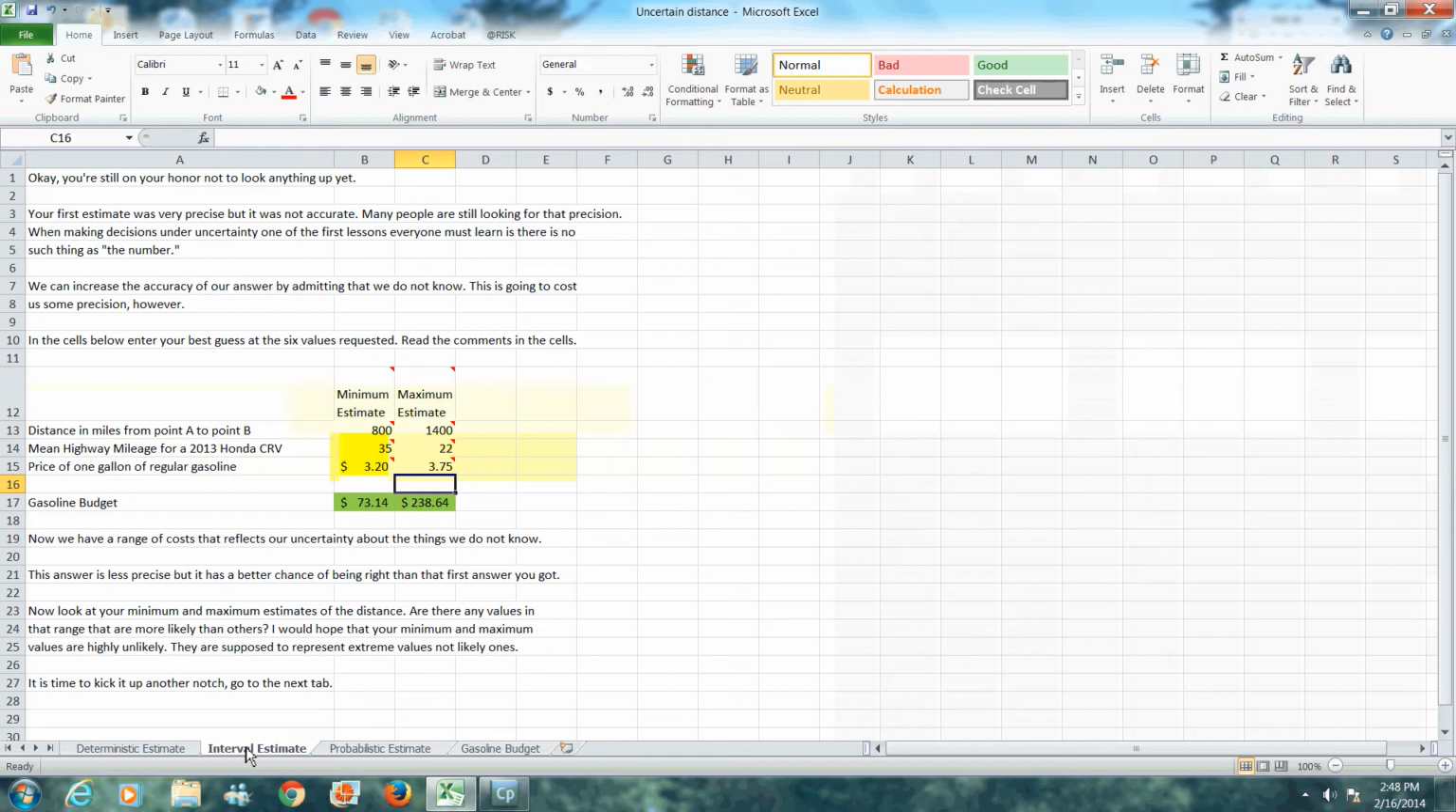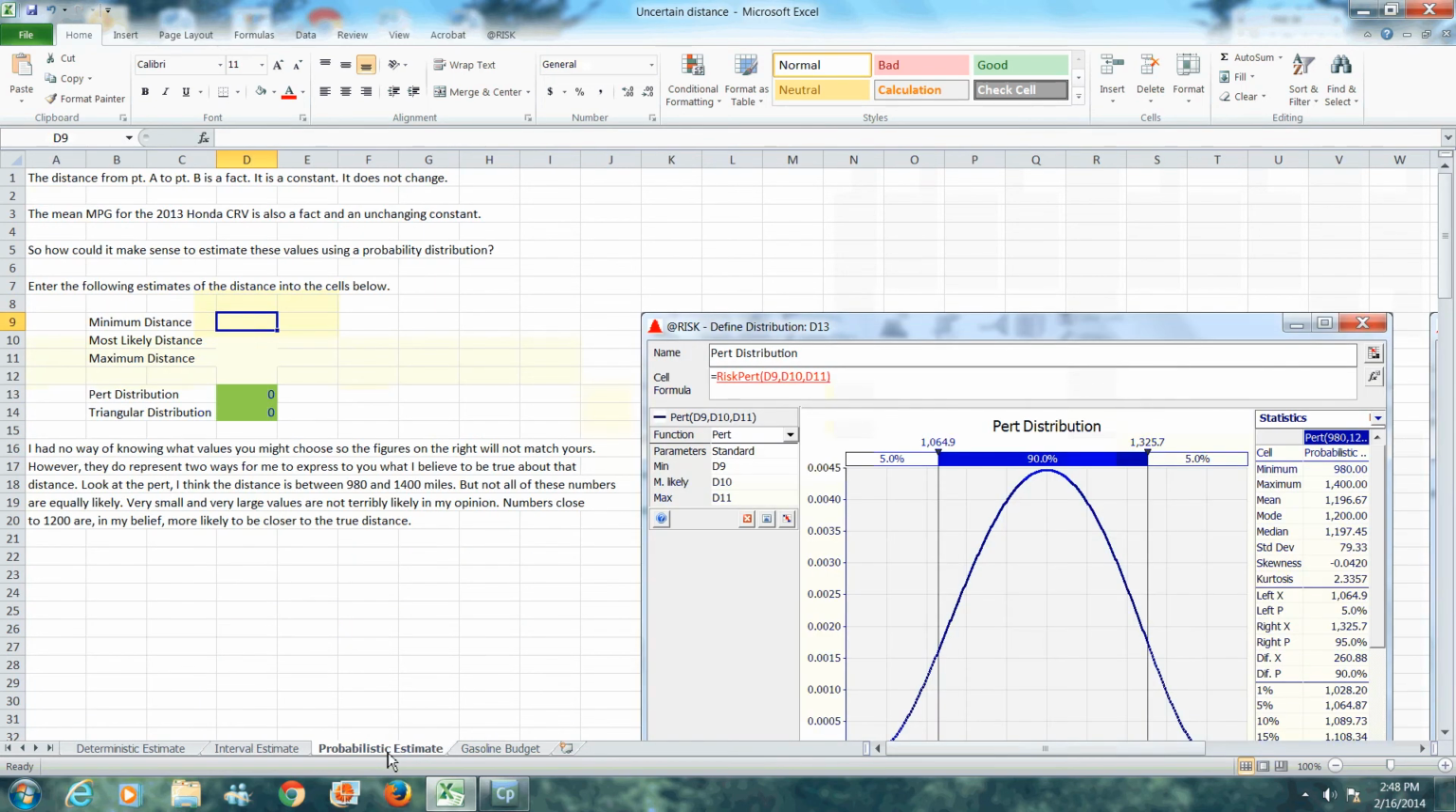We're going to go to the next tab now, because you're going to learn in this course that probability is the language of uncertainty. And so what I'm going to do in this particular tab is we're simply going to estimate only the distance in a probabilistic way. So I'm going to begin here with the minimum distance, and I've already said it's not going to be less than 800 miles. My deterministic estimate must have used my best guess, so we're going to say 1,200 miles. And in the previous tab you saw I said it was not more than 1,400 miles.